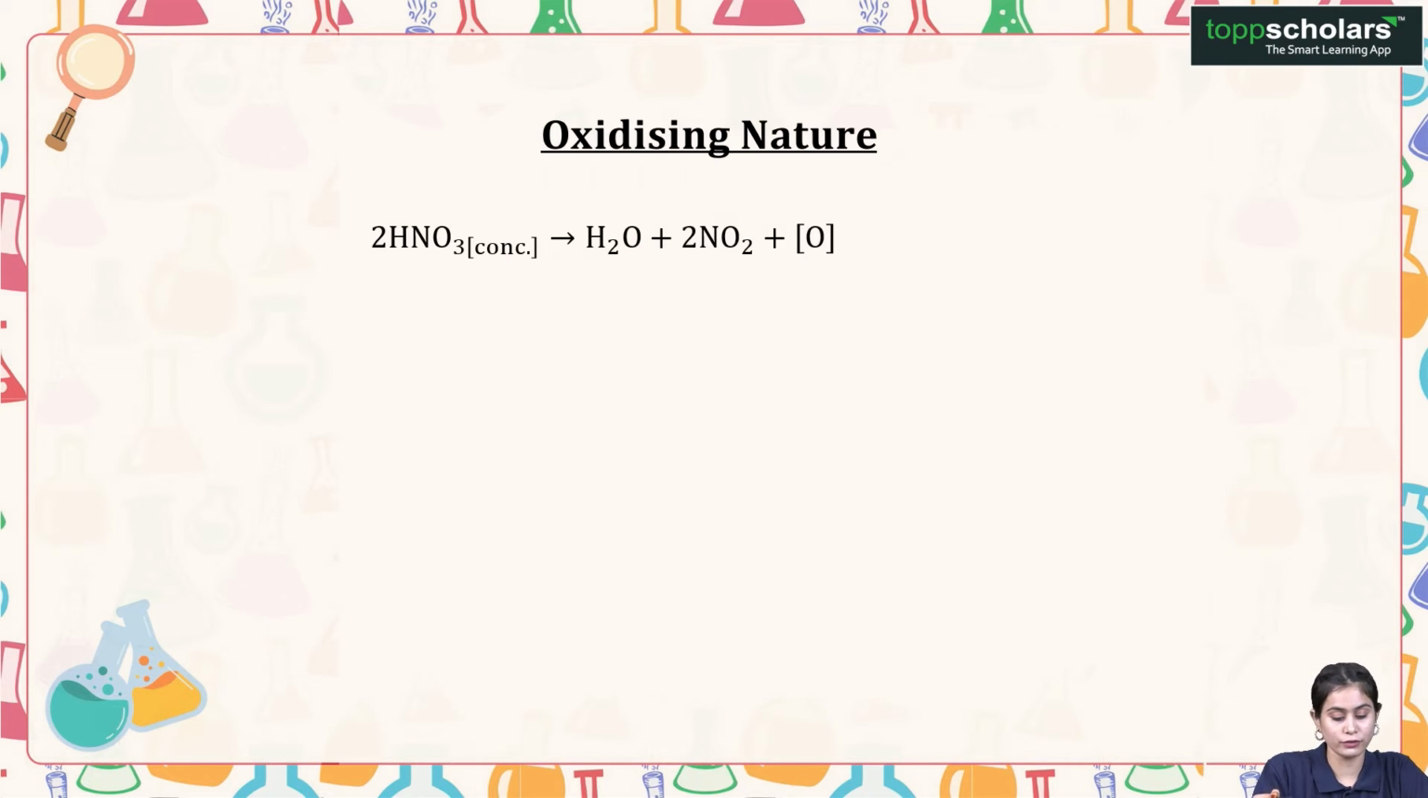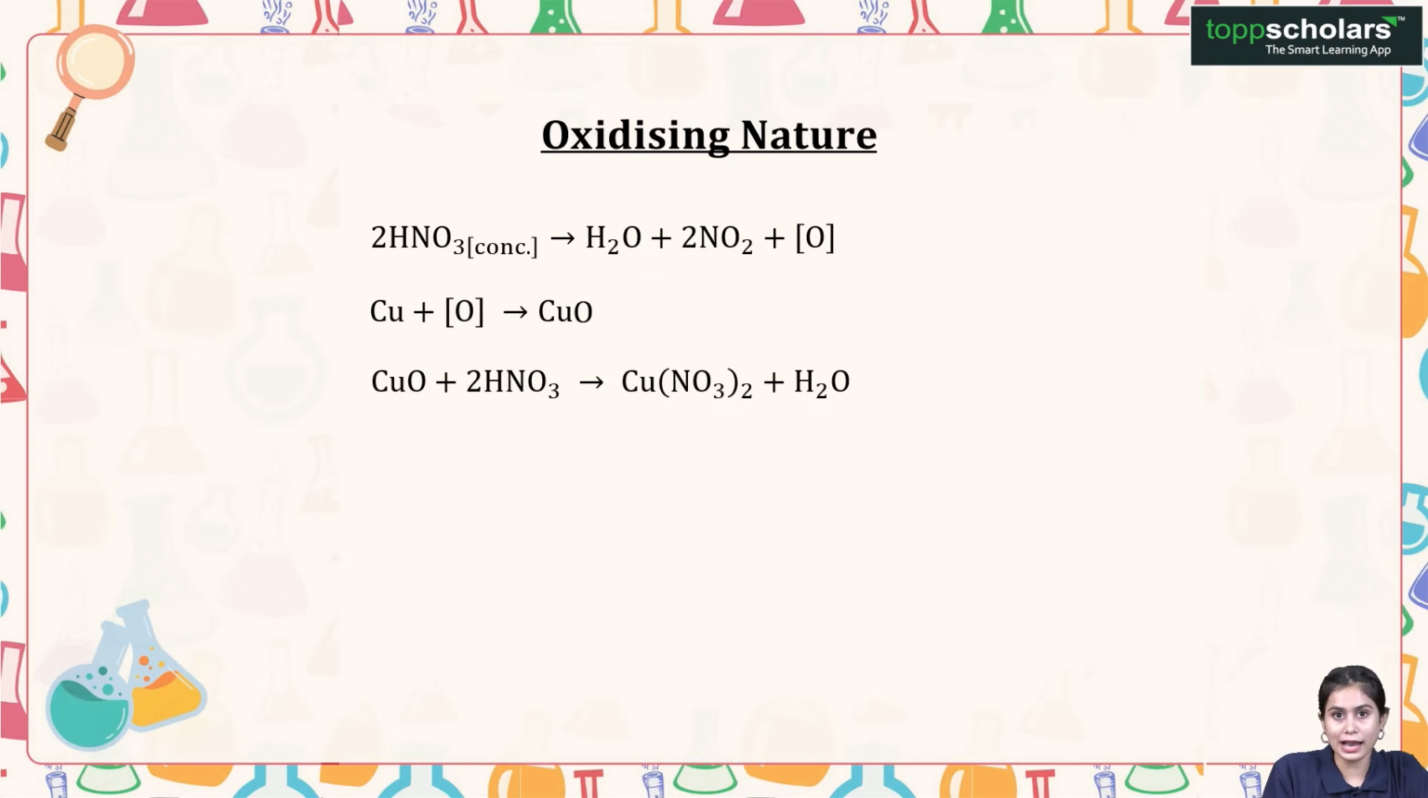Let's see the oxidizing nature of your nitric acid, how it gets that oxidizing nature. Let's see the reaction for that. So, first of all, we see how it decomposes, right? This is the decomposition reaction of your nitric acid: H2O, 2NO2 plus this nascent oxygen, which is the one responsible for making it a very strong oxidizing agent. Then let's take copper, and this nascent oxygen will react and it will get oxidized to form copper oxide. Then copper oxide will react with HNO3 to form what? Copper nitrate, the salt, and then H2O.